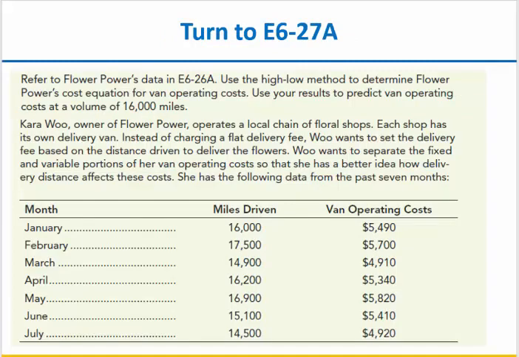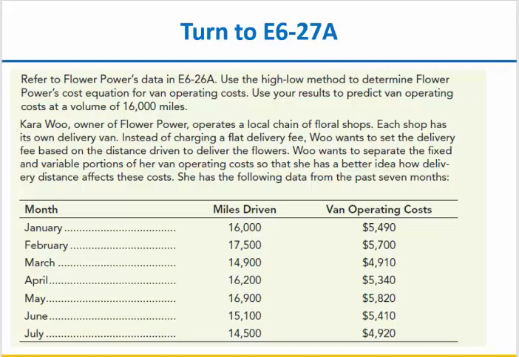So this particular factory is going to use the high-low method to determine Flour Power's cost equation for van operating costs. And then once you have the cost equation, you want to predict the van operating cost at a volume of 16,000 miles. And this person, Carol, is the owner of Flour Power, which operates a local chain of floral shops, and each shop has its own delivery van.